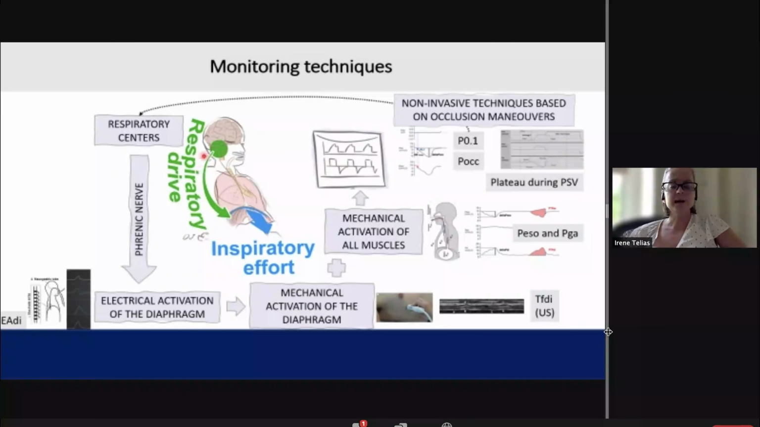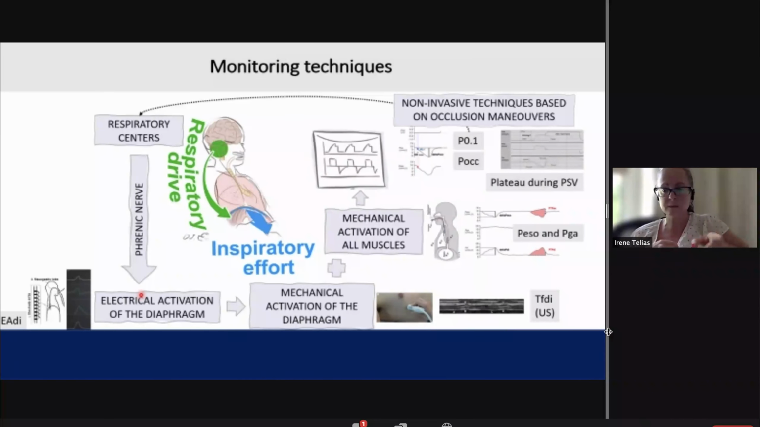So going anatomically, we said that the respiratory drive originates in the brainstem. There is absolutely no way to directly measure the activity in the brainstem, nor is there a way to measure the phrenic nerve activity, which is the main nerve stimulating the diaphragm. But once the diaphragm is activated, the depolarization of the diaphragm gives an electrical signal. And this can be measured using the electrical activation of the diaphragm.